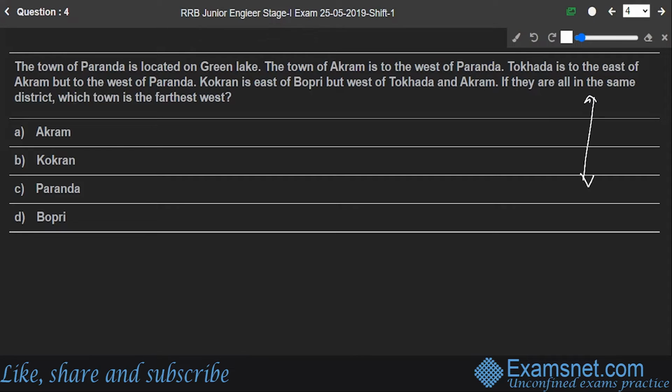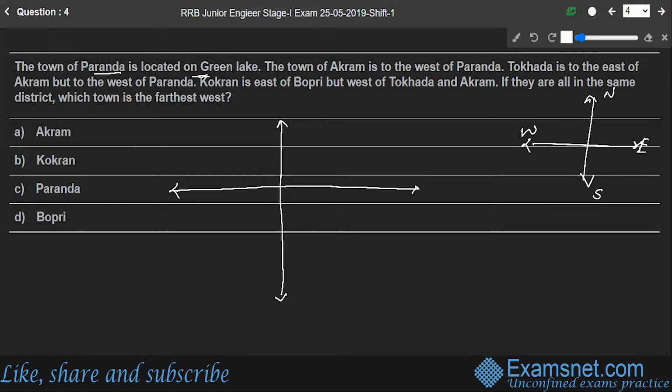I hope you know about the directions. Here we have the north and the south. On this direction, I have east and the west on this side. So let's start. What do we have? The town of Paranda is located on the Green Lake. So, okay, let's make the directions first. This is the one. Let's erase this and it will be somewhere here. Let's say Paranda is over here.